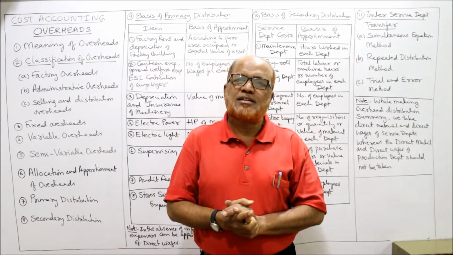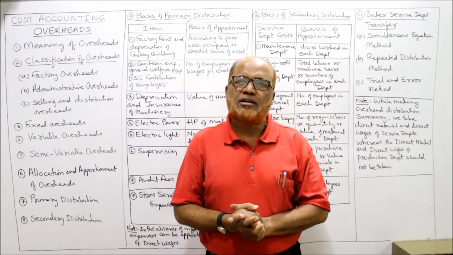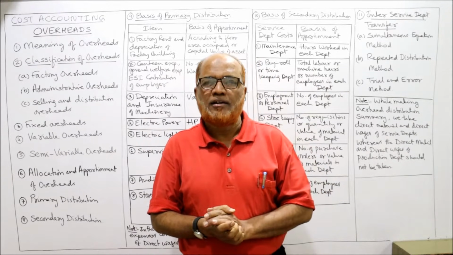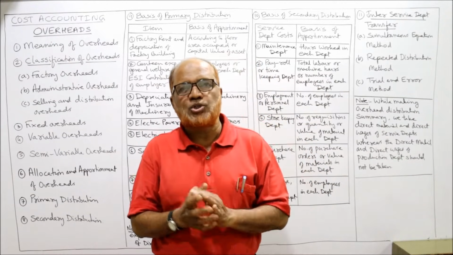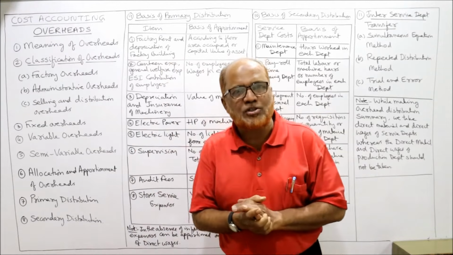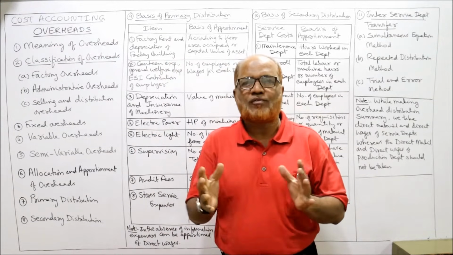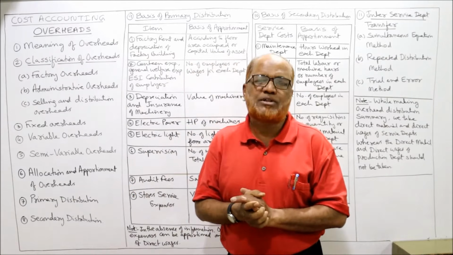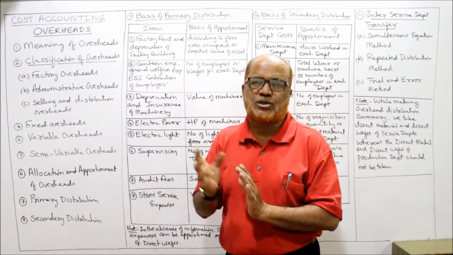Presently we are discussing the subject cost accounting. Already we have covered 4 topics in cost accounting: unit and output costing, job costing, contract costing, process costing, different methods of costing we have completed. Now we are going to start a new chapter, new topic called overhead costing.